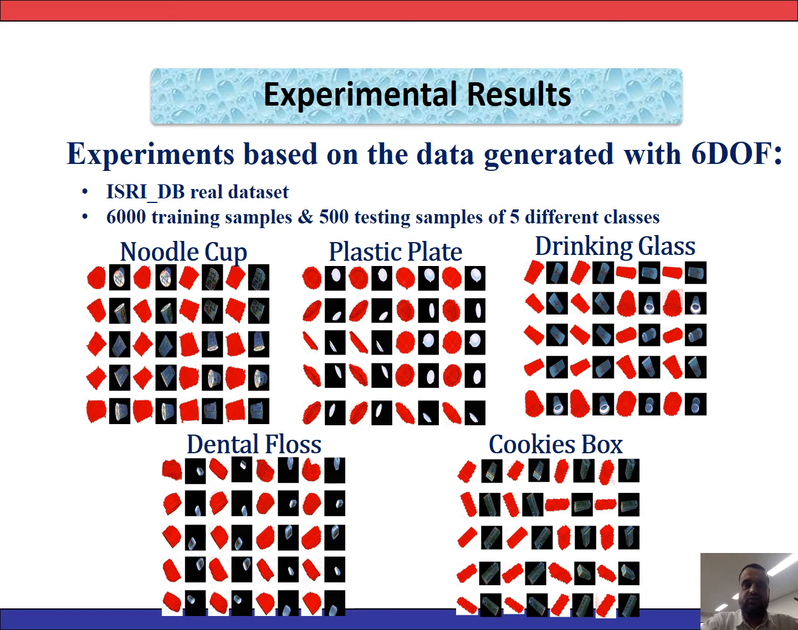We use two different kinds of data. One we generated in our lab. It has 5 different classes, where we had 6,000 training samples and 500 testing samples. Here we can see that this architecture can accurately generate the 3D representation of the 2D objects. These are the plate, cookie box, dental floss, drinking glass, and plastic plate.